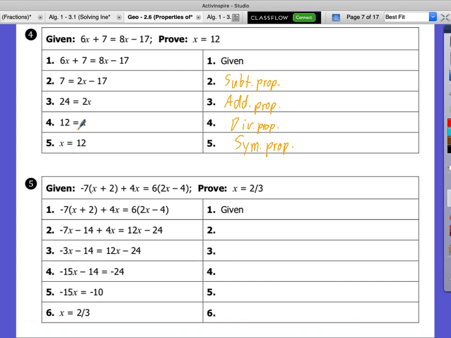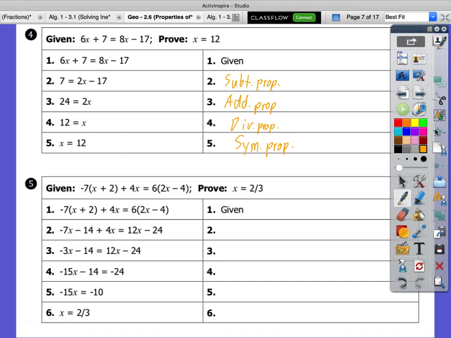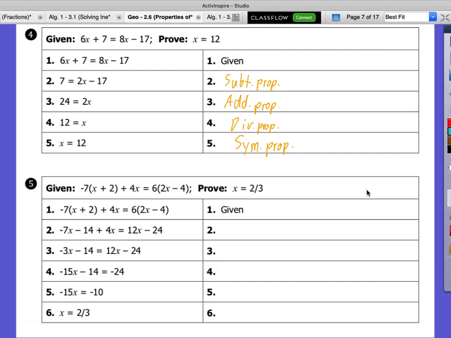Okay? Let's look at number 5 together. We should try it by ourselves to see if we understand. There's a new step in there that we won't know. Okay? So we're given our statement first, and our proof, x equals 2/3, is going at the very bottom of our statement. So once you get to what you prove, you're not going to keep arguing. What's our first step here mathematically? Distribute. So we're going to write on reason 2.